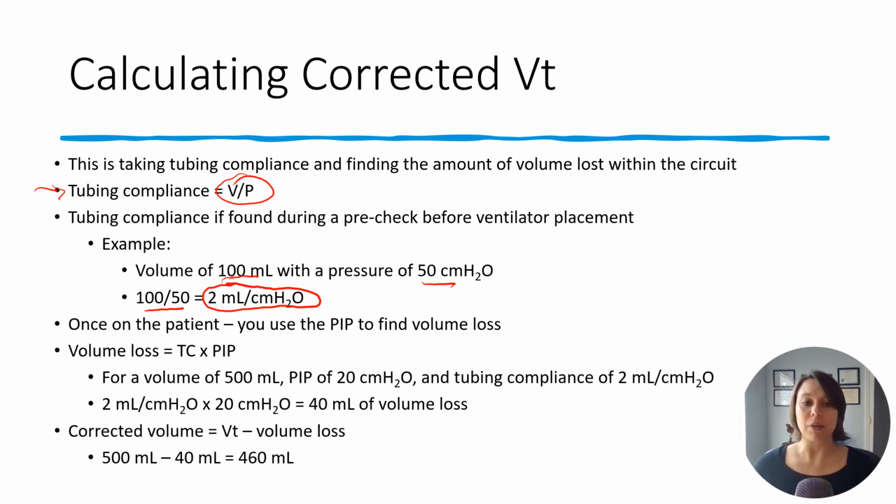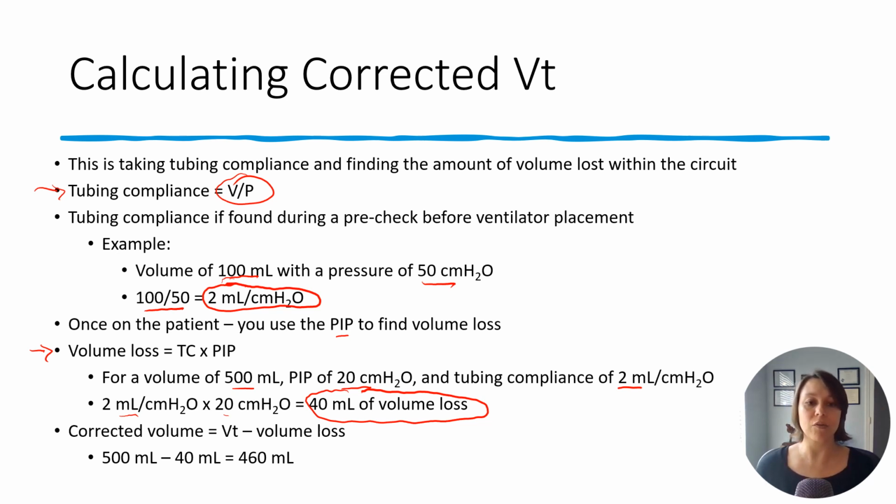Once you have that tubing compliance and once on the patient, you're going to use the peak inspiratory pressure that is measured to find the amount of volume loss. The equation for volume loss is going to be tubing compliance times peak inspiratory pressure. So if we have a tidal volume of 500 mLs, a PIP of 20, and a tubing compliance of 2, we're going to take that tubing compliance of 2 and multiply it by a PIP of 20 to get 40 mLs of volume loss. That means that 40 mLs are essentially lost in the circuit or stuck in the circuit. And so our tidal volume is actually going to be decreased, and that's why it's called corrected tidal volume.